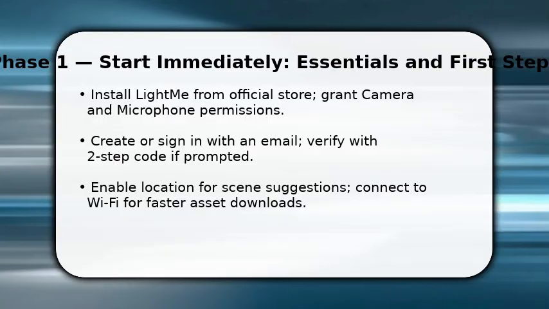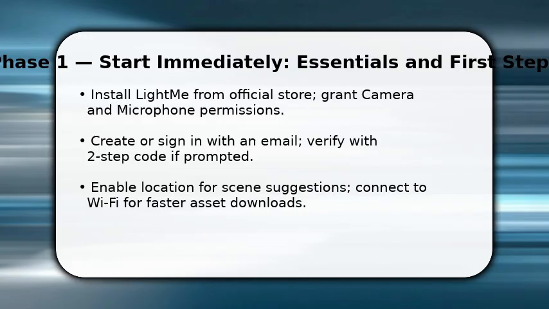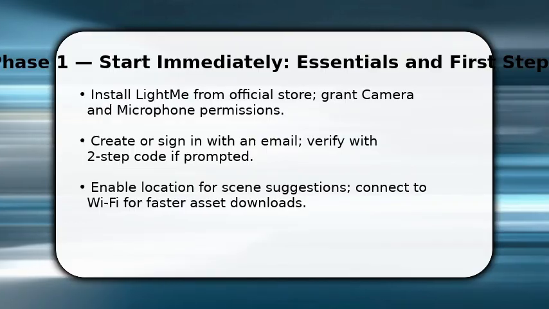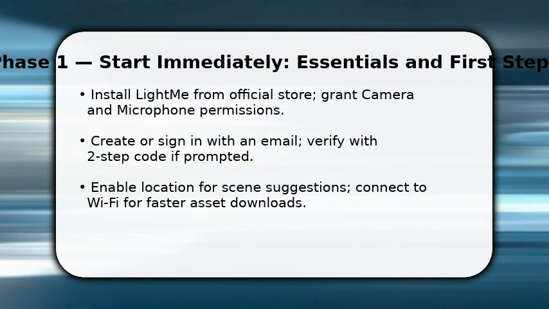You start by preparing the essentials. Install Lightme and allow camera and microphone access so the app can capture scenes. Next, sign in with your email and complete verification. This links your projects to the cloud. Once done, enable location. Lightme uses it to suggest lighting presets and connect to Wi-Fi to speed asset downloads.